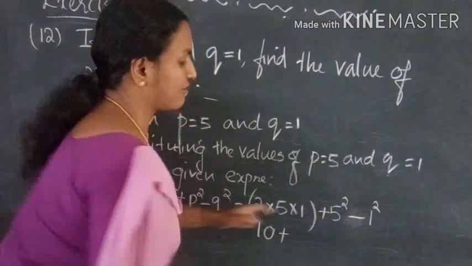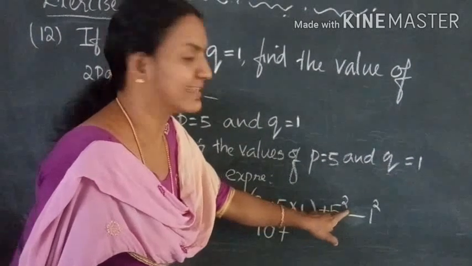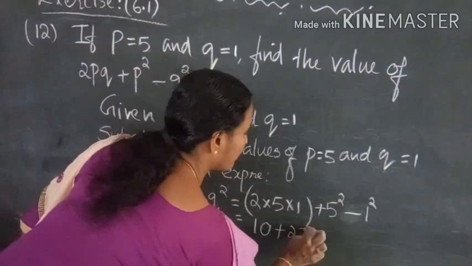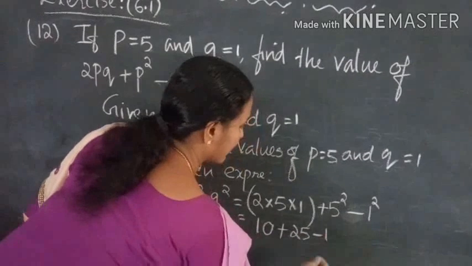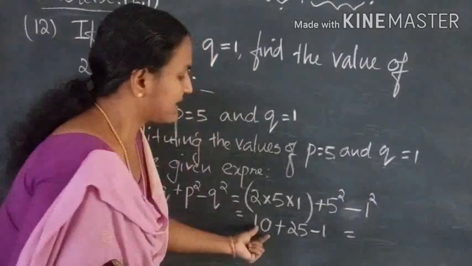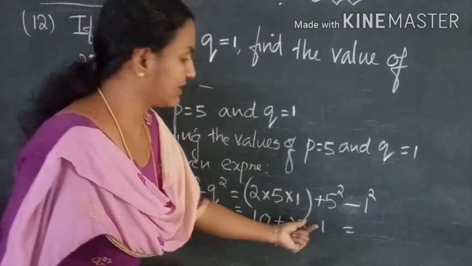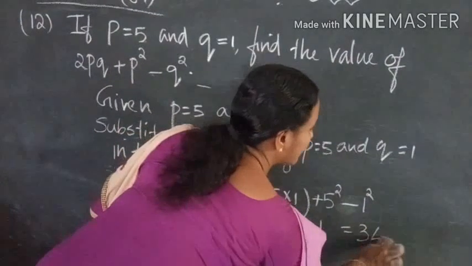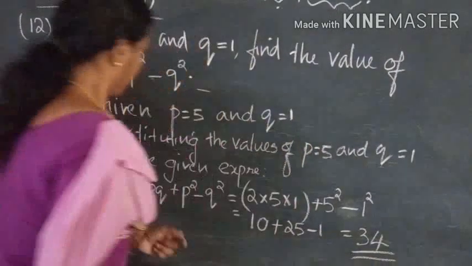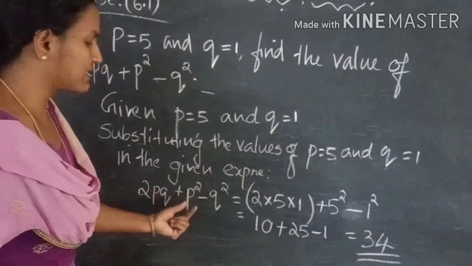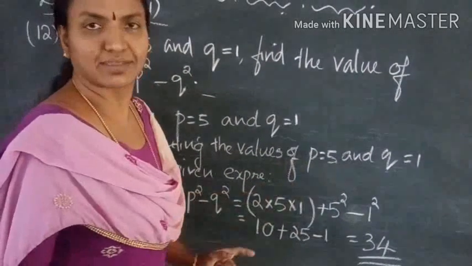5 square, 5 into 5, 25, minus 1, is equal to 10 plus 25, 35, 35 minus 1, 34. So the value of 2pq plus p square minus q square is 34.